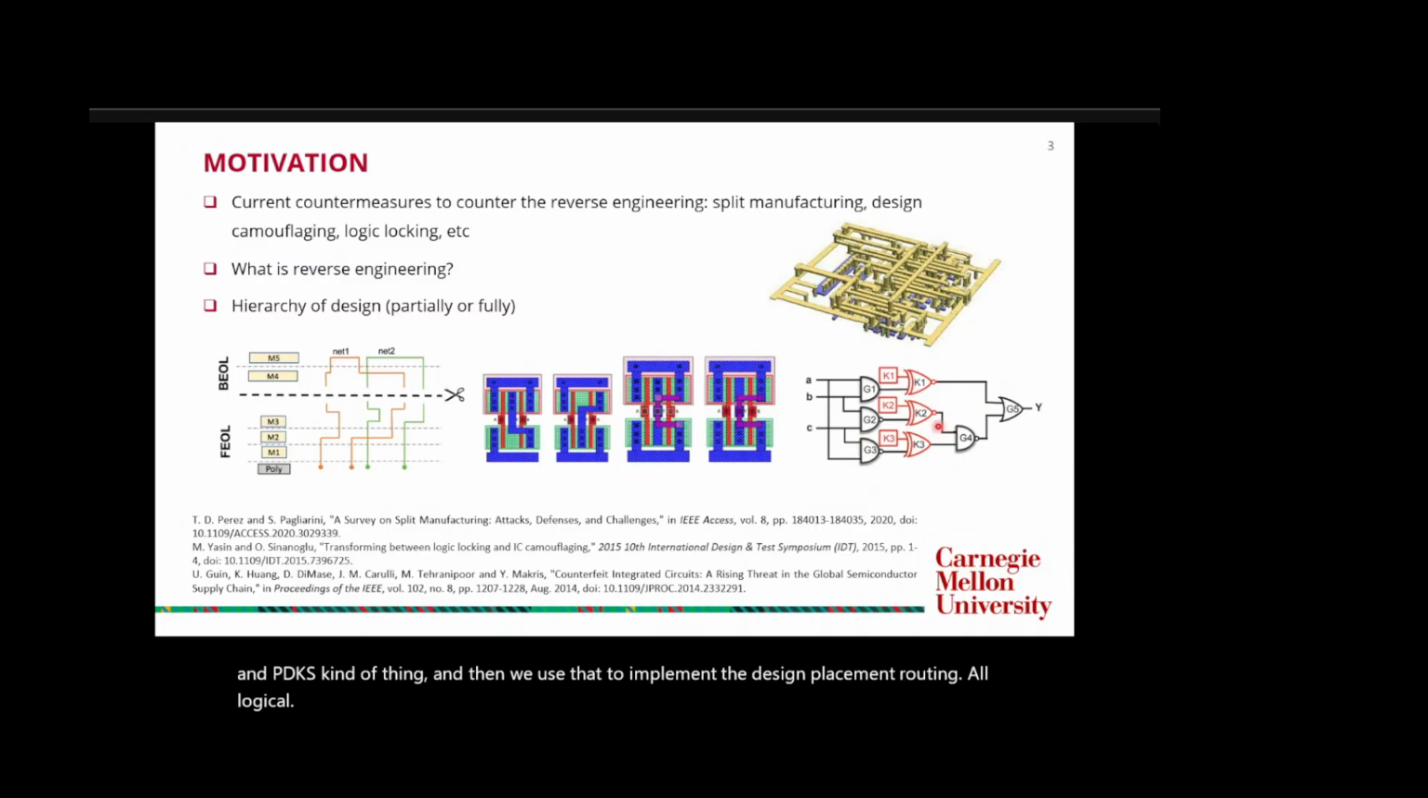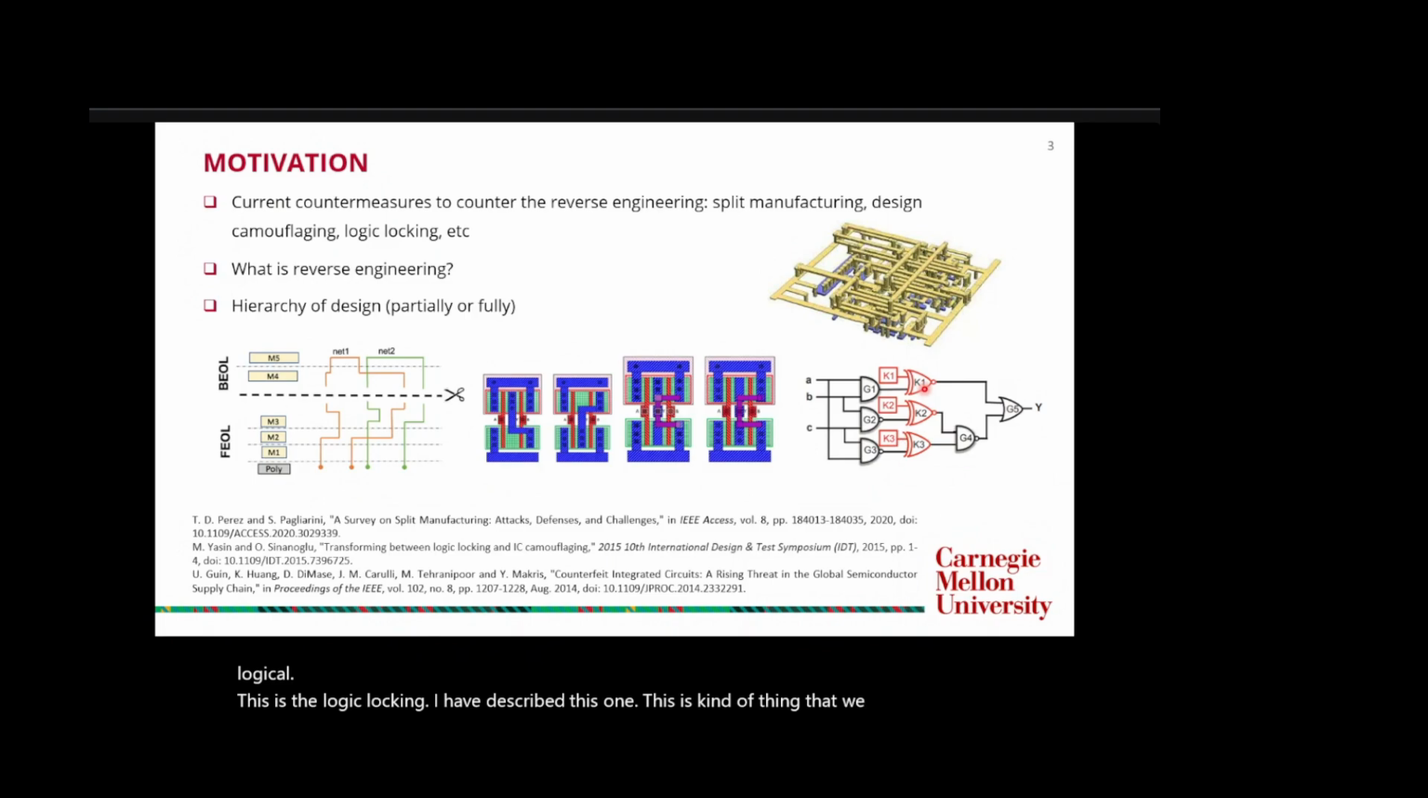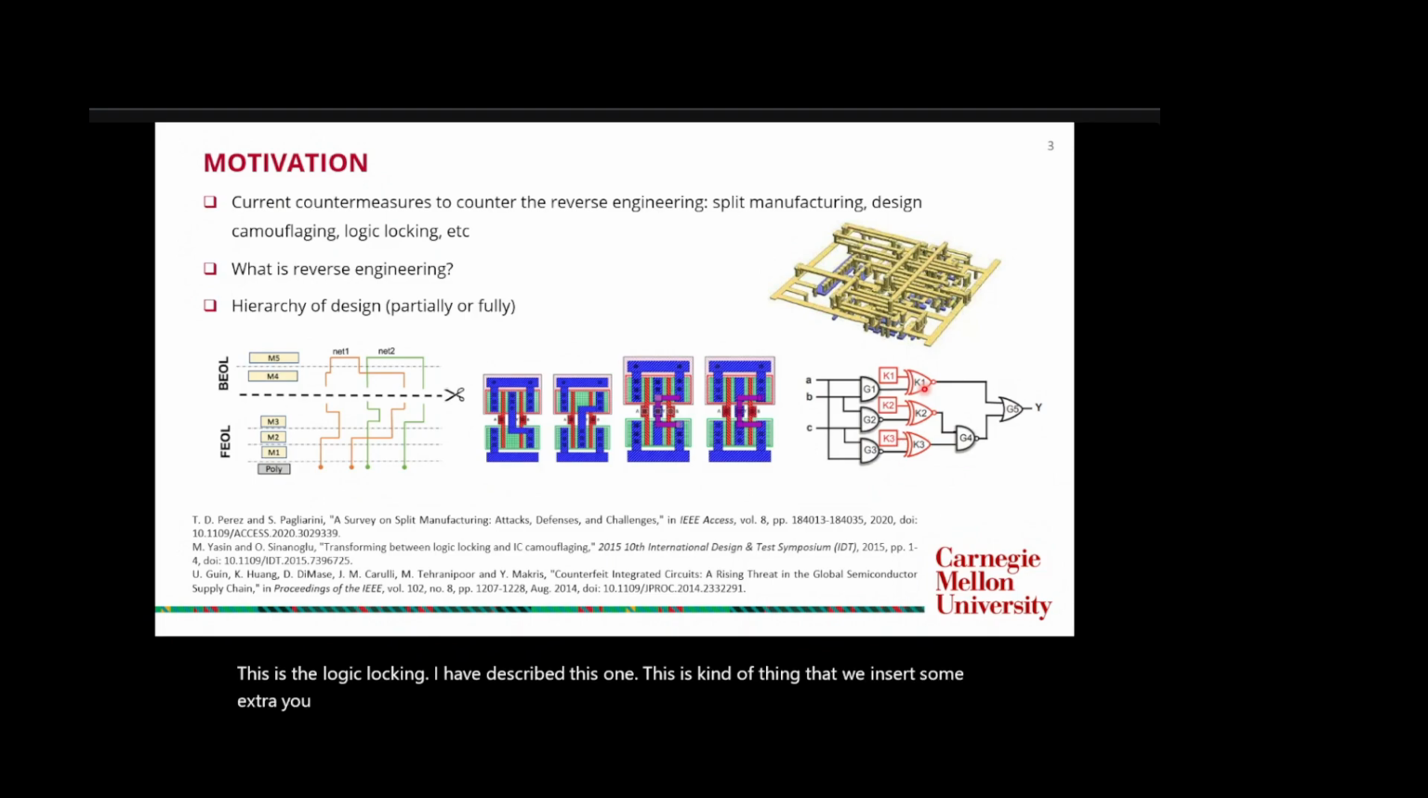This is the logic locking. I have described this one. This is the kind of thing where we insert some extra cells, or we can say gates, and then we embed the key cells. If we have the correct key, then we have correct functionality, and otherwise we get wrong functionality. This is reverse engineering. This is called 3D reverse engineering.